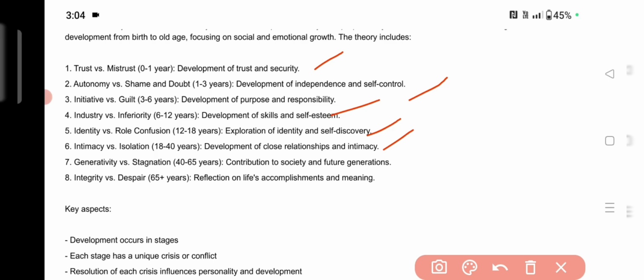If they are not contributing anything, they will be in the stage of stagnation, and they will feel stagnation.